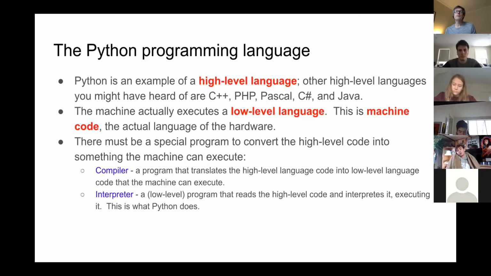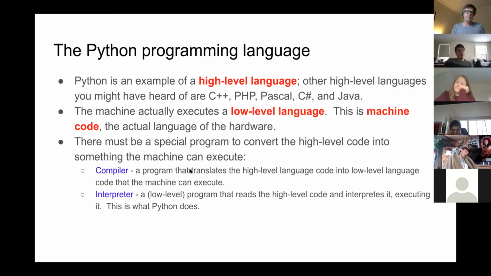Now it turns out there's two ways of running a program on a computer that is in a higher level language, because the computer doesn't understand the higher level language. The computer doesn't understand Python. Turns out it doesn't understand any language other than its own, right? So how do you teach a computer to understand a higher level language? Well, we make a program that does that.